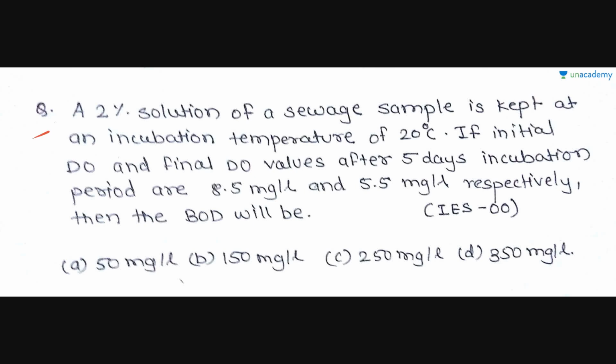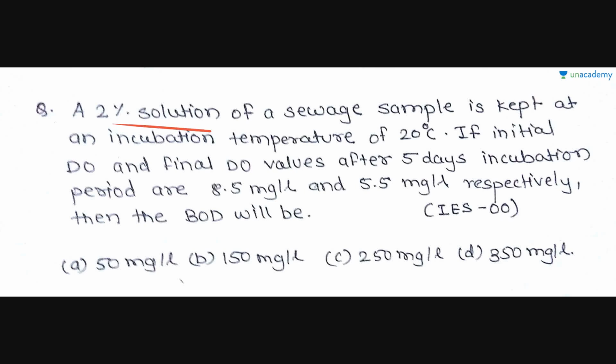So the first question is: a 2% solution of sewage sample is kept at an incubation temperature of 20 degrees Celsius. If initial DO and final DO values after 5 days incubation period are 8.5 mg per liter and 5.5 mg per liter respectively, then BOD will be. So this question was asked in IES 2000. Option A is 50 mg per liter, B is 150 mg per liter, C is 250 mg per liter, and D is 350 mg per liter.